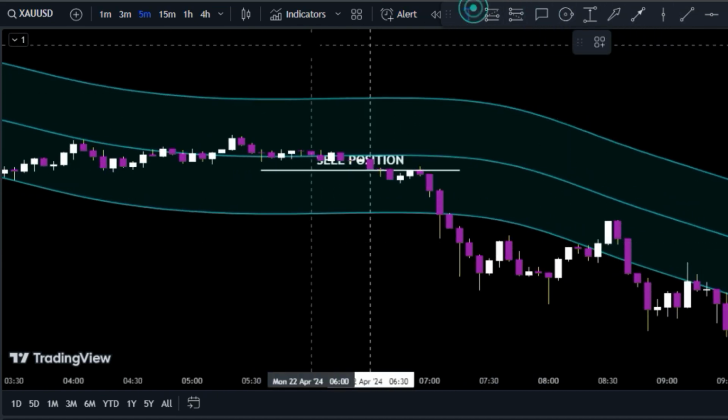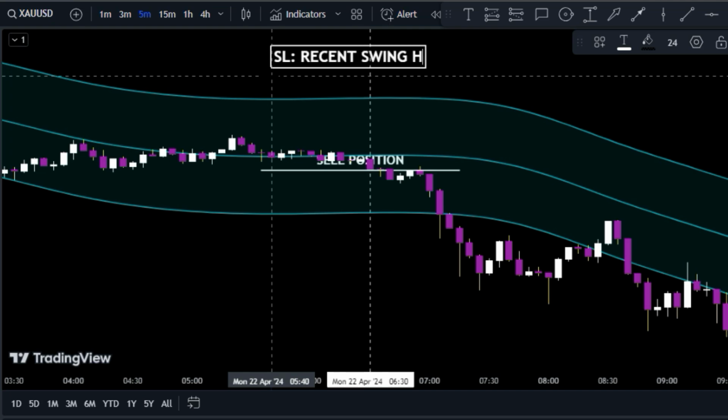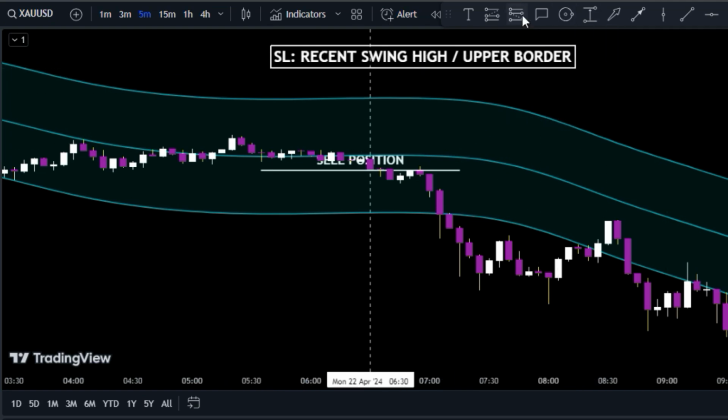Now it's time to secure your position with a stop loss level. You've got two options. Select the recent swing high or the upper line of the envelope indicator.